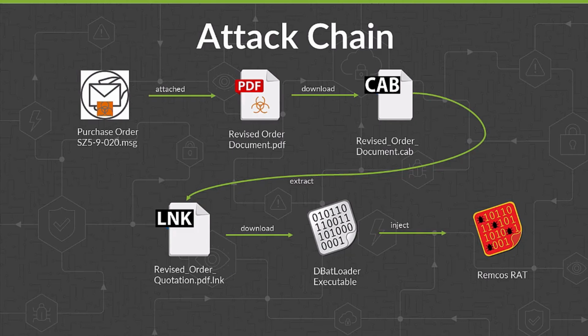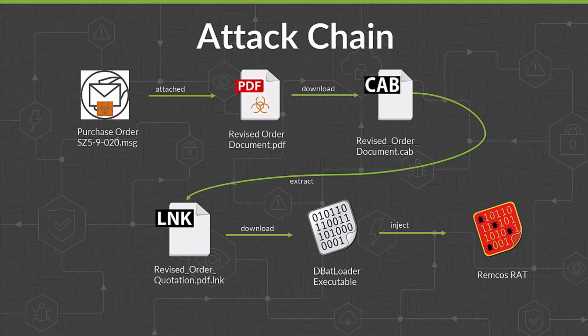When the LNK file is clicked, or extracted in this case, the LNK file disguised as a PDF, because of the double extension, downloads the DBatLoader executable, i.e. the next stage, and executes it with PowerShell. Inside this executable is the Remcos RAT, which when run injects this RAT into the victim system's memory.